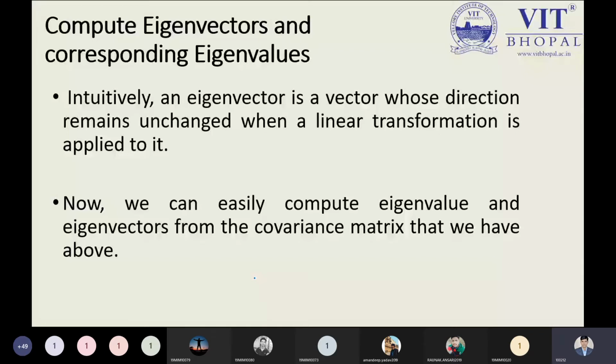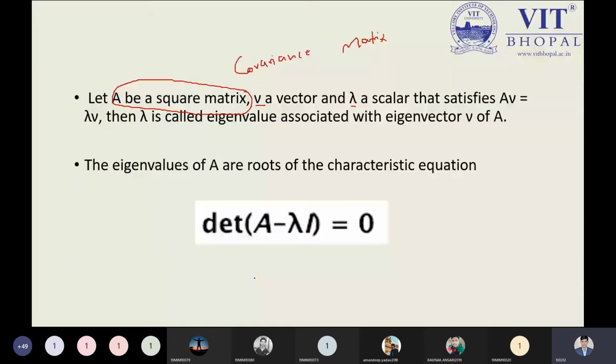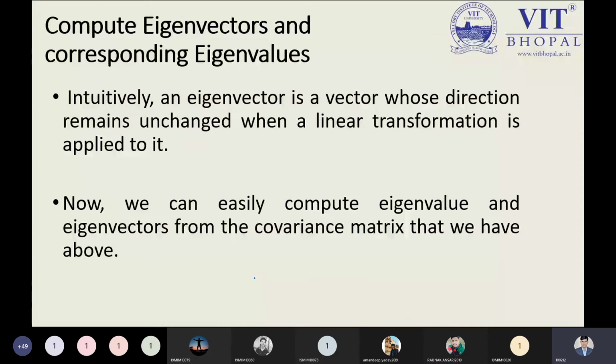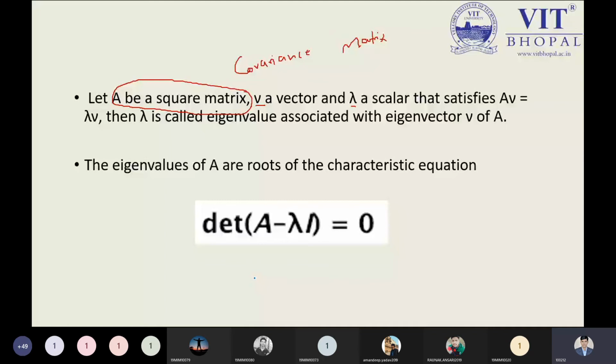Let us understand the very important steps. Compute eigenvectors and eigenvalues. Let A be a square matrix. Which matrix am I talking about? The covariance matrix. And I told you the covariance matrix should be a square matrix, like 2 by 2 or 3 by 3. Here we have 3 by 3. And V is a vector and lambda is a scalar that satisfy A times V equals lambda times V. That is a portion we have also discussed in our important algorithm.